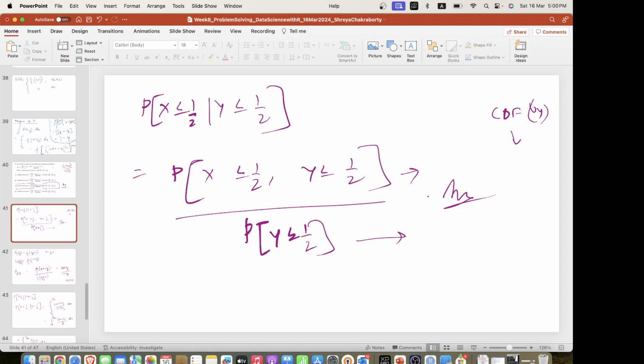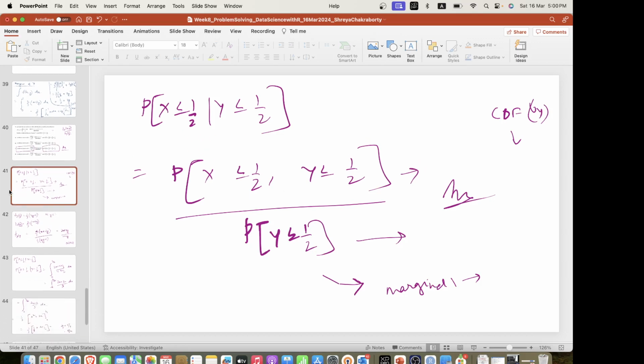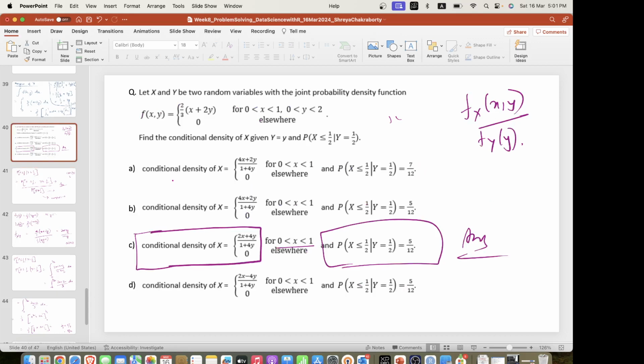If you are given the bivariate, from there you have to get the marginal, and from there get this value. For this one you have to see the interaction, the range over which both of these hold, and then find out. From this range, we have to decide whatever is given.